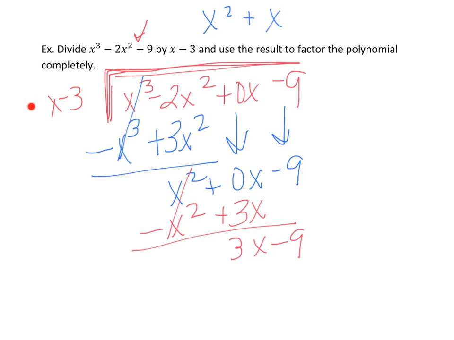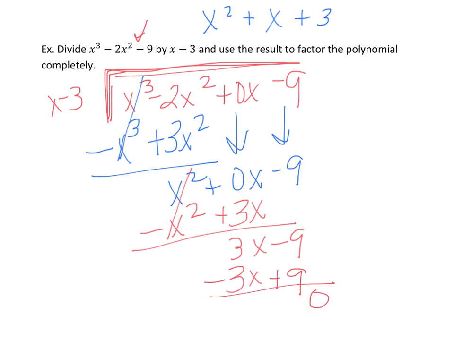One more time. What do you have to multiply by x to get 3x? Positive 3. Multiply down. 3 times x, 3x. 3 times negative 3, negative 9. Change my signs. Combine. Remainder of 0.